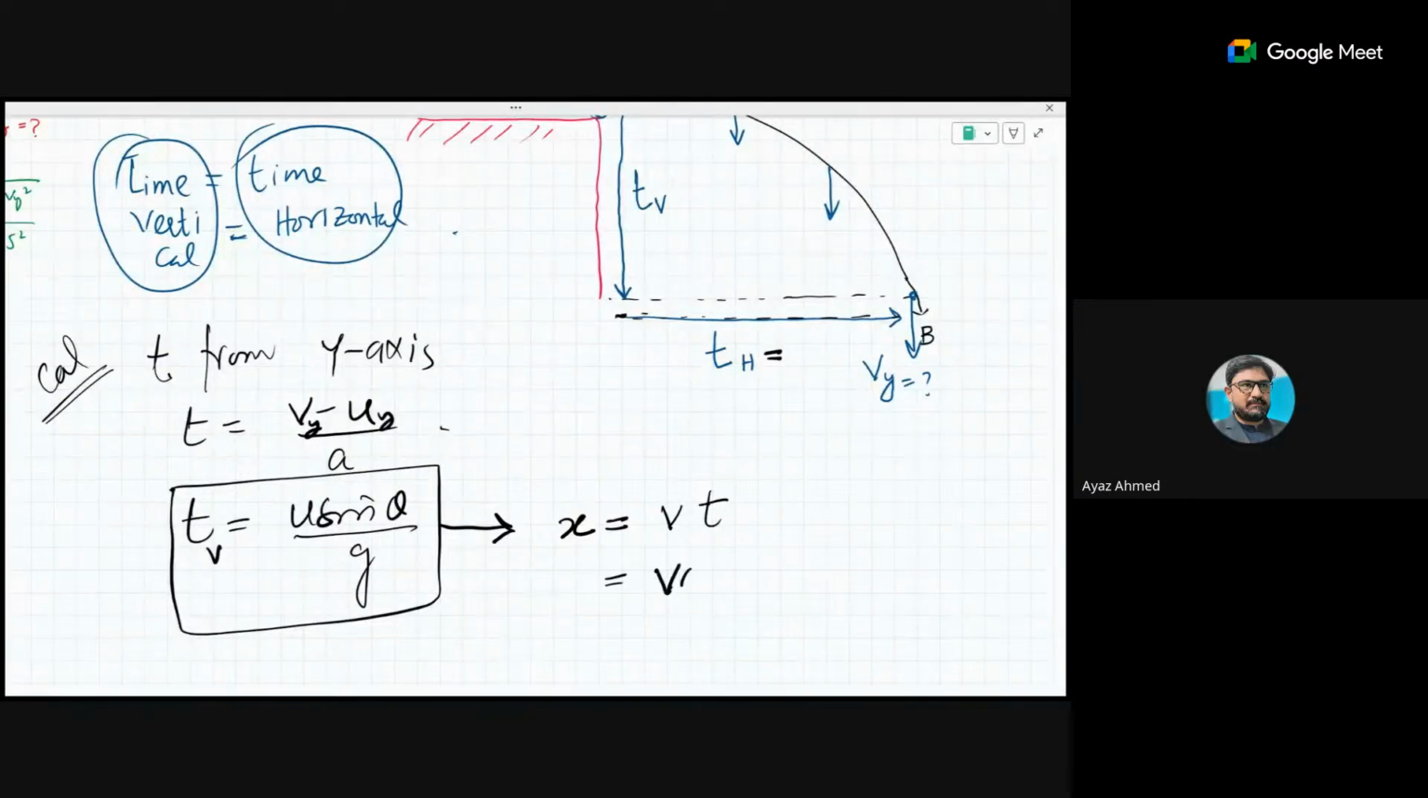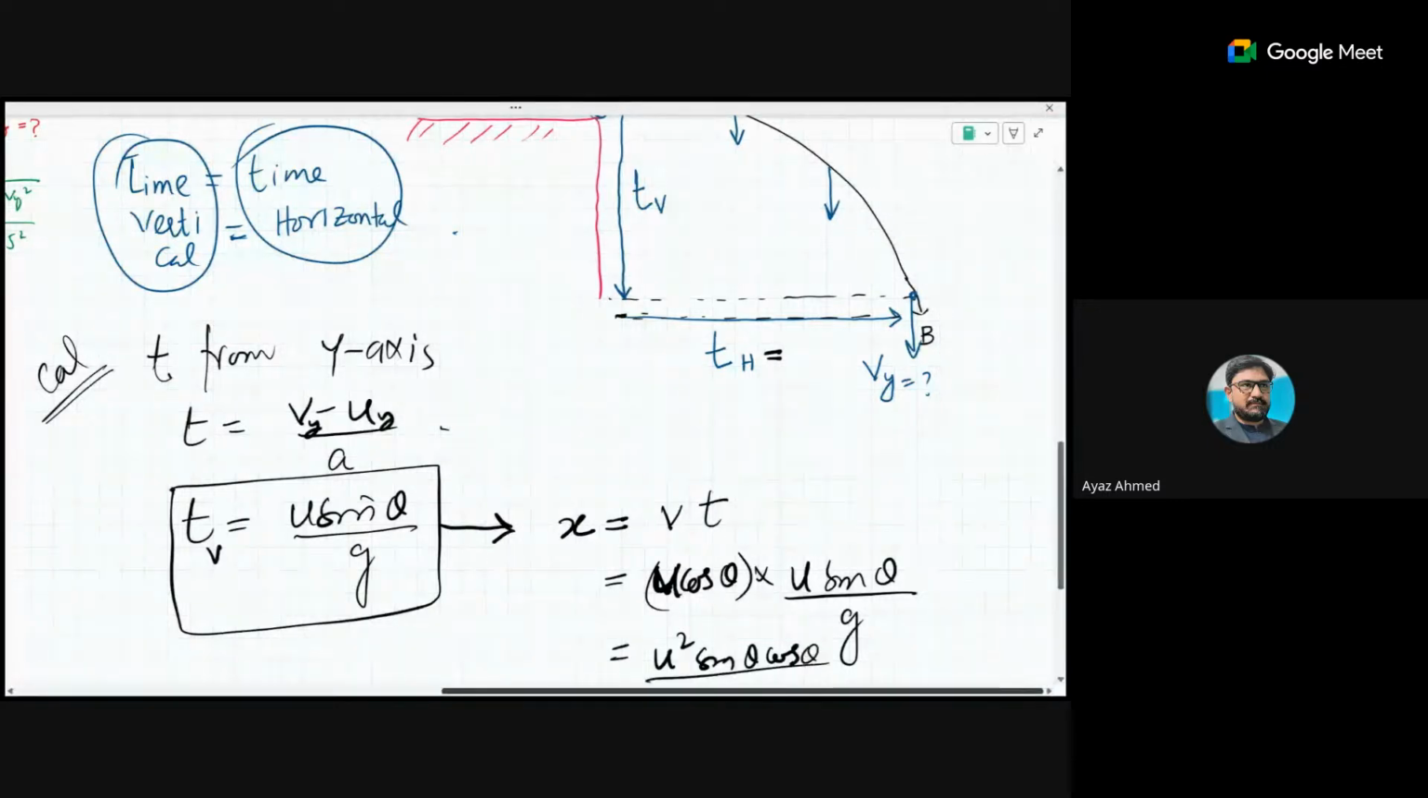V is v cos theta, r is given to you, into time, which is u sin theta divided by g. So although it is u sin theta or u cos theta, it does not matter. So it is u square sin theta cos theta divided by g. So there are so many equations.